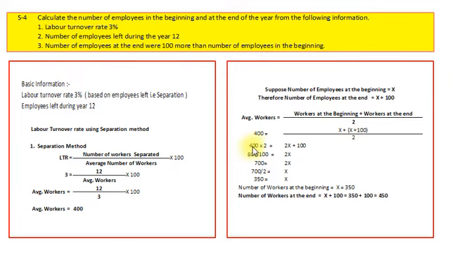So our next step would be 400 multiplied by 2 is equal to 2X plus 100. Next step, 800 minus 100 is equal to 2X. Next, 700 is equal to 2X. Next step, 700 divided by 2 is equal to X. So X is equal to 350. So our number of workers at the beginning X is equal to 350, and number of workers at the end of year would be X plus 100, that is 350 plus 100 is equal to 450.